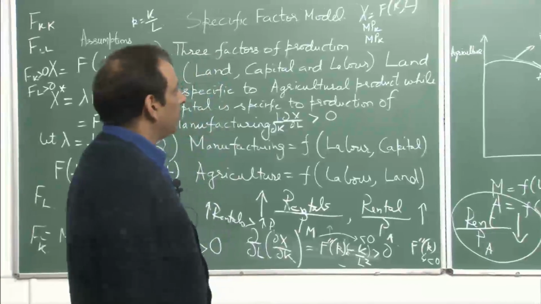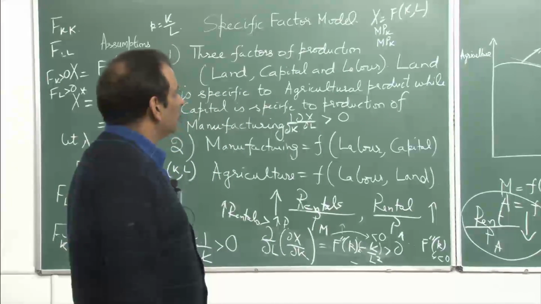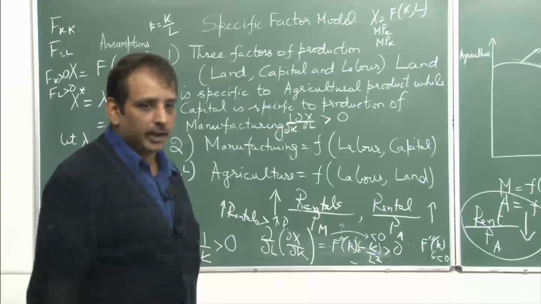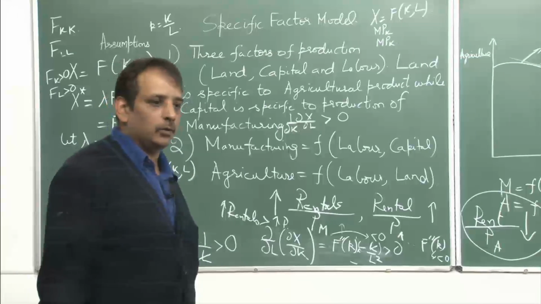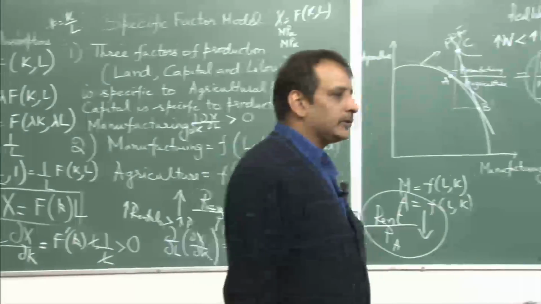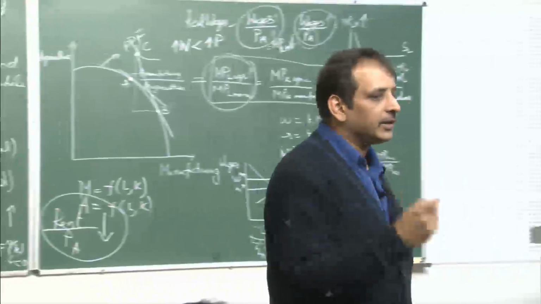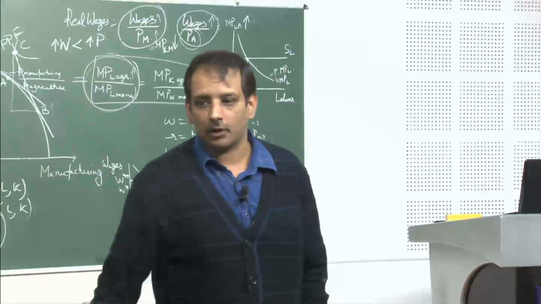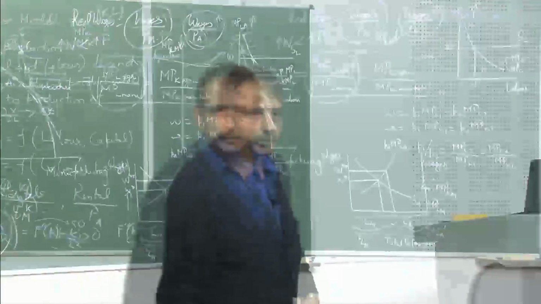Okay, so I will end here, and we will continue with the other trade model, the Heckscher-Ohlin, tomorrow, and there also you will see that trade brings unequal returns to the factors of production. Okay. Thank you.